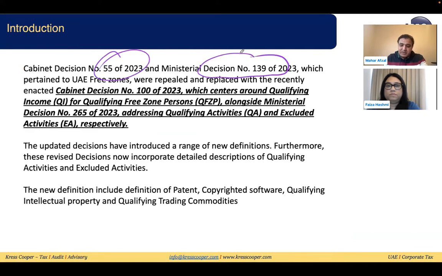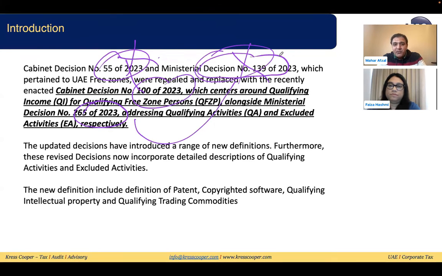This Cabinet decision, this ministerial decision, it has been replaced. 100 of 2023 has replaced 55 of 2023, and 265 of 2023 ministerial decision has replaced 139 of 2023. So Cabinet Decision 55 of 2023 and ministerial decision 139 of 2023 are no more applicable, but they have been replaced by the 100 of 2023 and 265 of 2023 ministerial decisions.